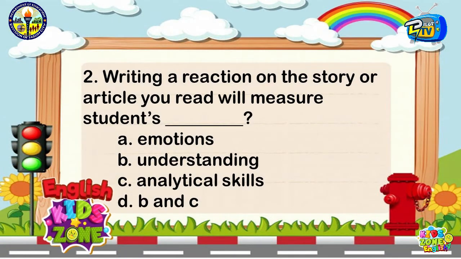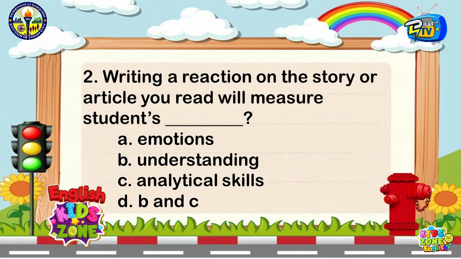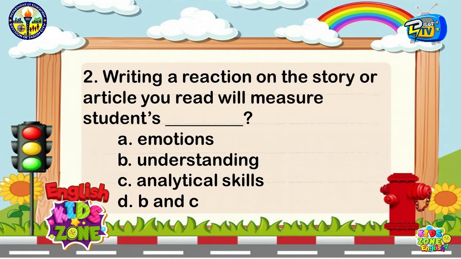Number 2. Writing a reaction on the story or article you read will measure students' A. Emotions. B. Understanding. C. Analytical skills. D. B and C. Your timer starts now.